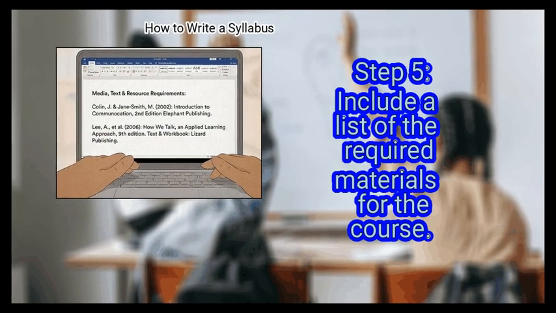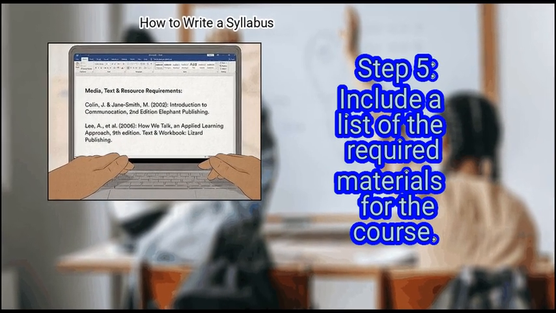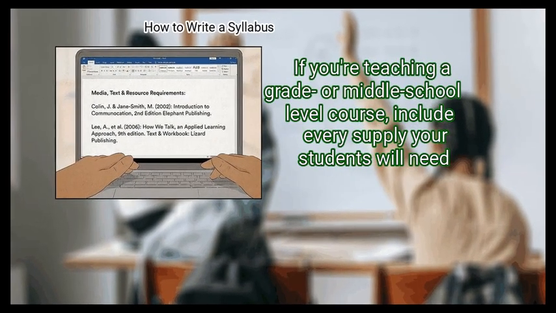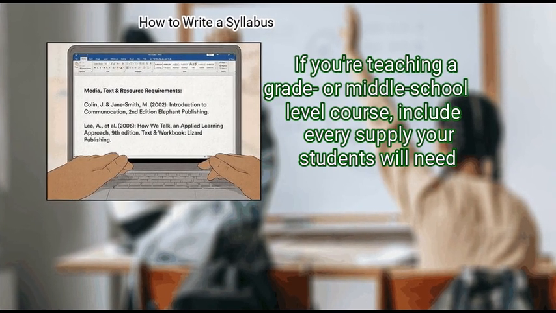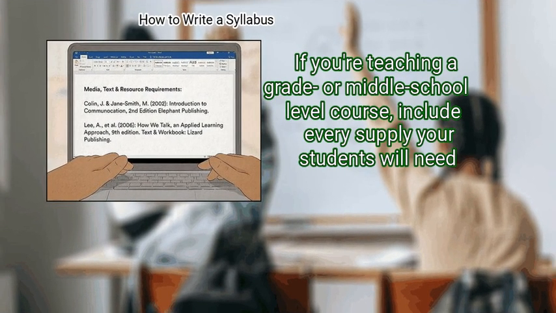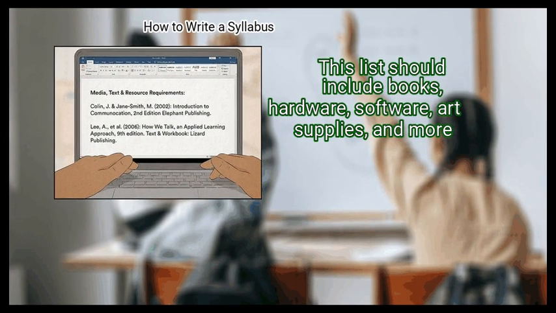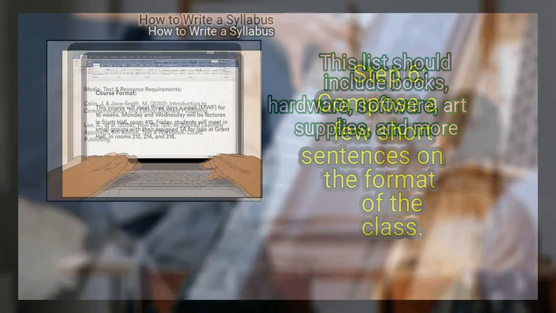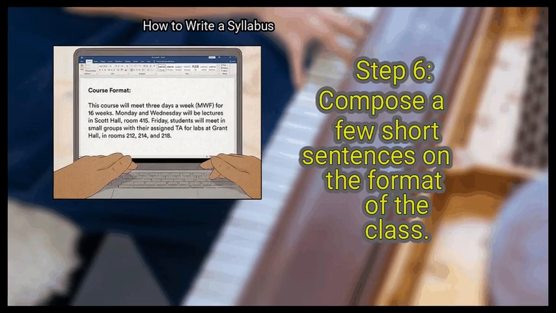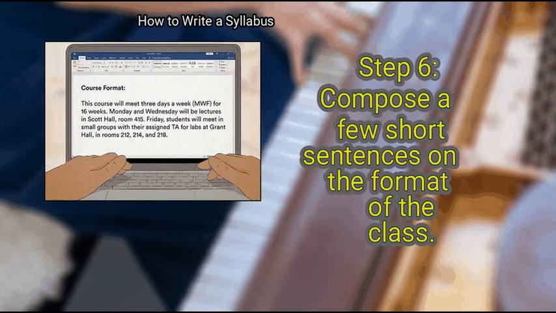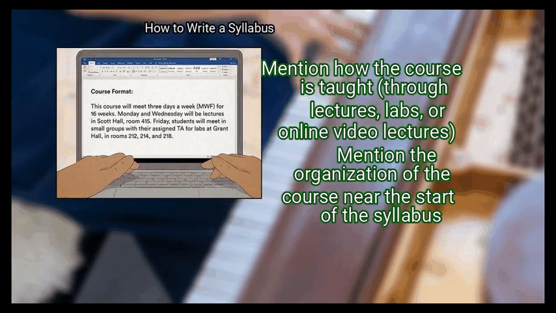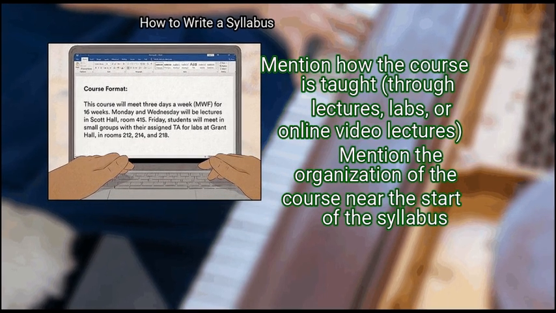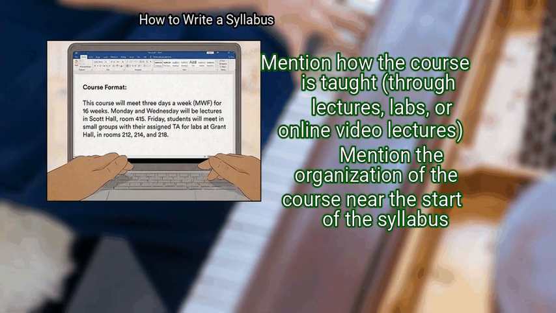Step 5. Include a list of the required materials for the course. If you are teaching a grade or middle school level course, include every supply your students will need. This list should include books, hardware, software, art supplies, and more. Finally, compose a few short sentences on the format of the class. Mention how the course is taught, through lectures, labs, or online video lectures. Mention the organization of the course near the start of the syllabus.